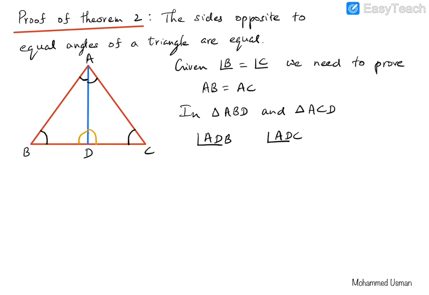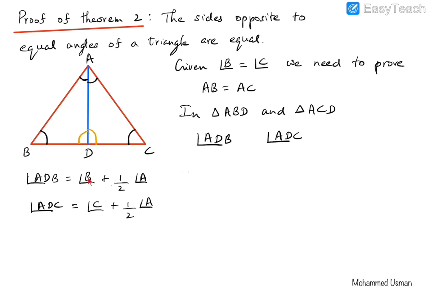So angle ADB should be equal to angle B plus angle A divided by 2, or I can write it as half of angle A. Similarly, angle ADC, which is this angle over here, can be written as angle C plus half of angle A.